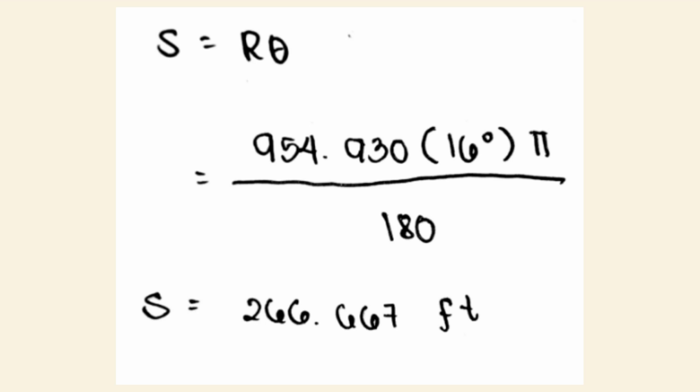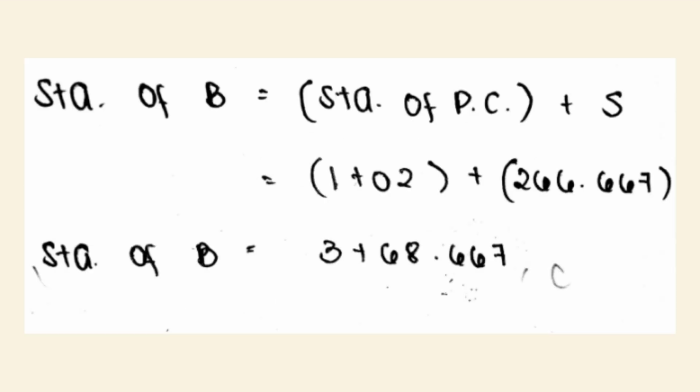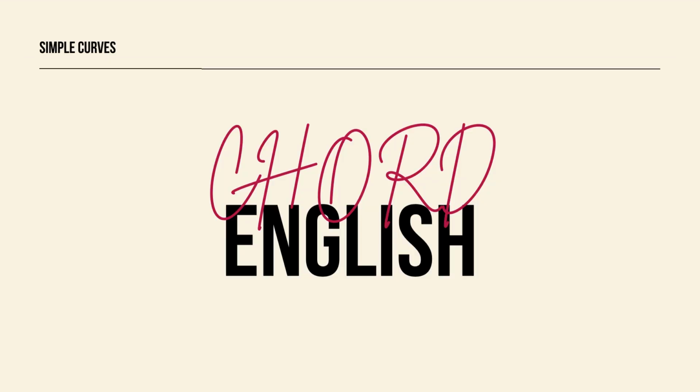Our S is R I pi over 180. It is equal to 954.930 multiplied by 16 degrees pi over 180. Thus, S is equal to 266.667 feet. Finally, the stationing of B is equal to the sum of the stationing of PC and S. So 1 and 2 plus 266.667, the stationing of B is equal to 3 and 68.667.